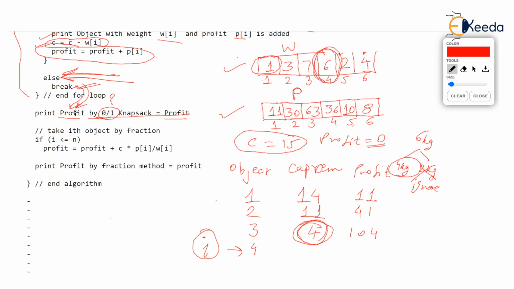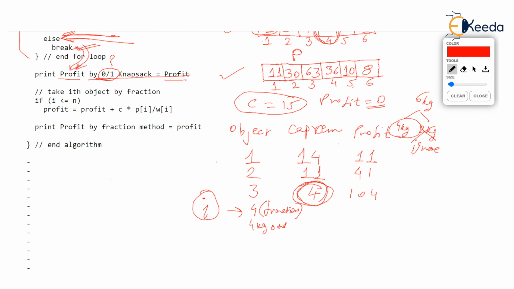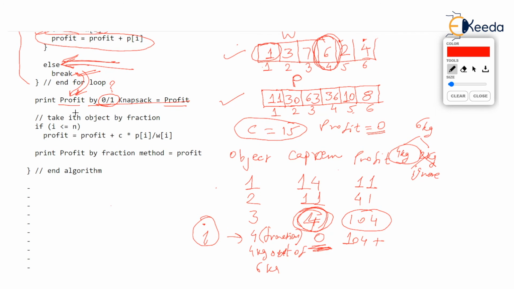So we are not going to add the fourth object completely, but the fourth object is going to be added as a fraction. Only 4 kg out of 6 kg is going to be added. So 0 is the knapsack capacity now pending, because it was 4 kg and now we have added 4 kg. So 0 is the capacity pending. But the big question is, what will be the profit? Surely the profit will be 104 plus, because we already have 104 profit. Now what will be the total profit? 104 plus the profit due to 4 kg, isn't it?